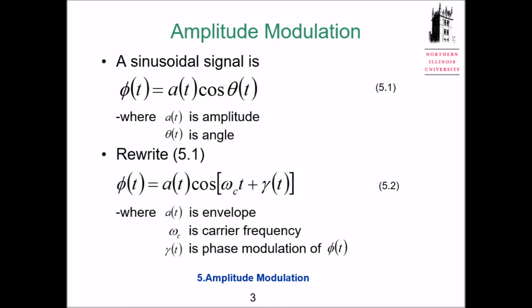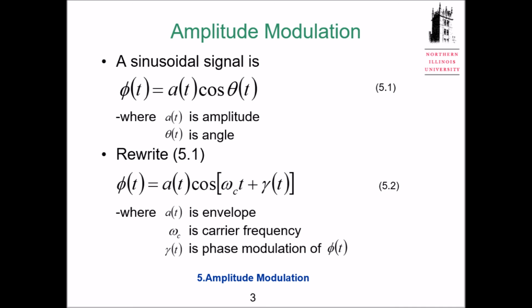Okay, so now we talk about the important stuff. AM. AM we consider is the simplest modulation method. Compared with PM and FM it is much simpler. So continuous wave, right, we use a sinusoid. This is a typical sinusoid signal. We have A of t as amplitude, theta t as the phase angle.